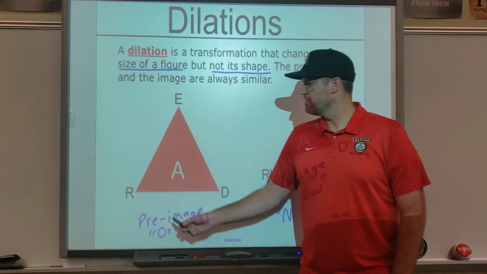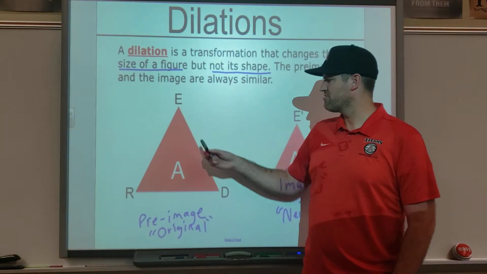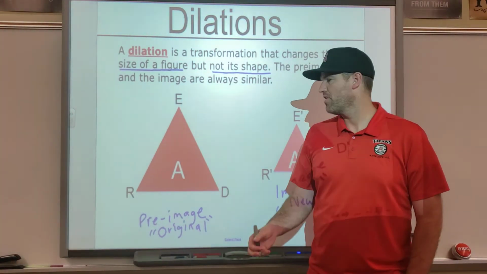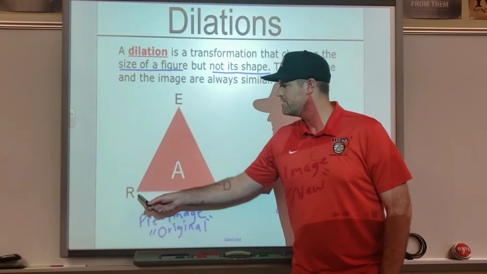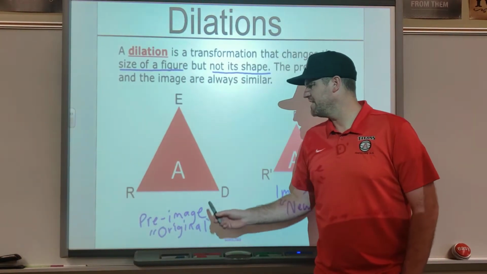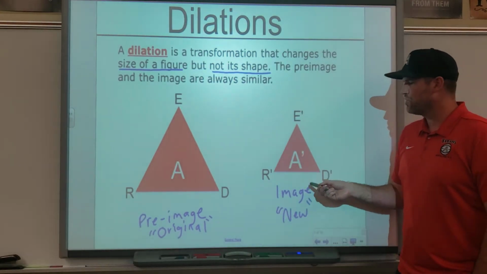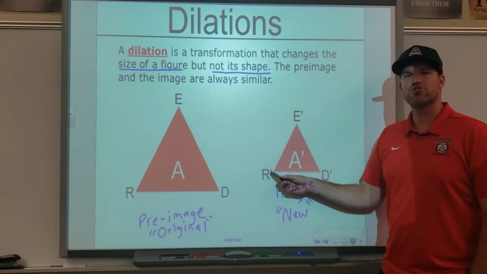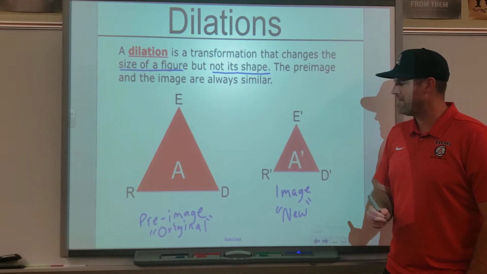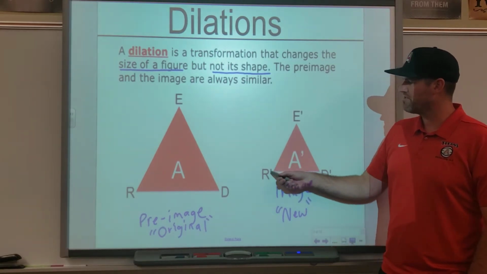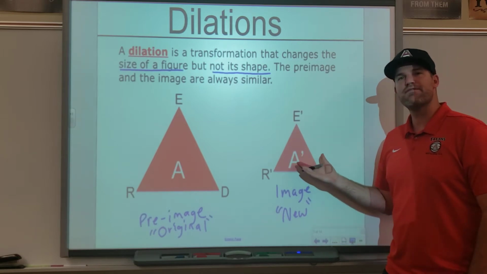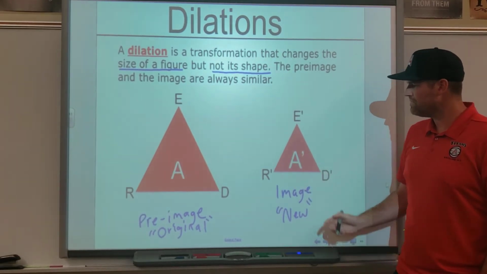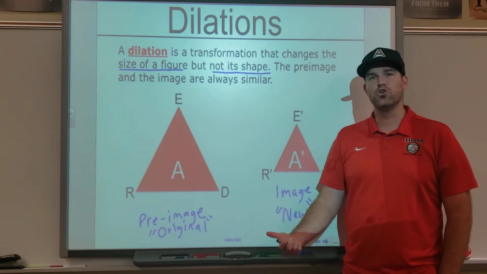And you'll notice that the original, the points all are just regular letters, or sometimes we'll just give the shape a name, so like triangle A or triangle RED. But the image or the new shape, we put the little apostrophes on it. Those are called primes. So we would call this R prime, E prime, D prime, or we could say it's figure A prime. But the primes always go on the new figure.